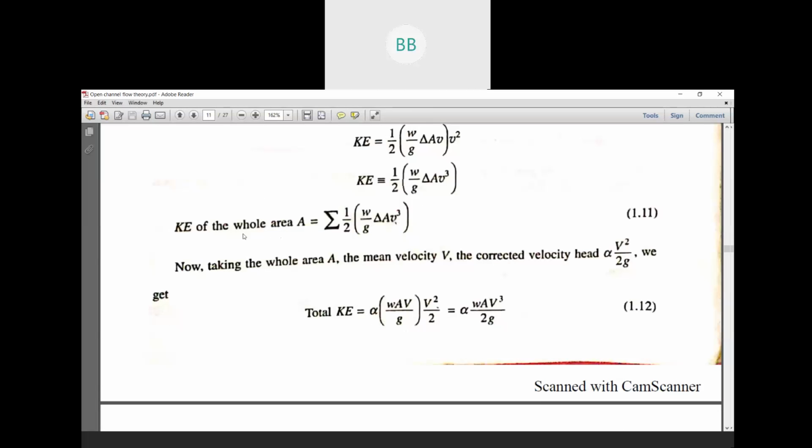So what we have calculated here is the kinetic energy for the whole cross-sectional area by considering a small elementary area. We have put that as equation number 1. Now if you want to find out the kinetic energy of the whole cross-sectional area, the equation will be the same: half into mass into velocity square, half mv square.